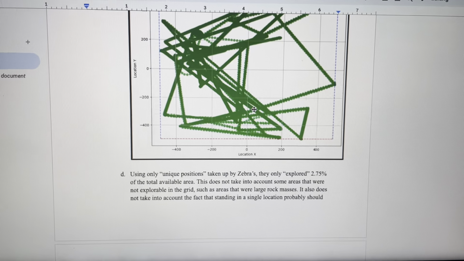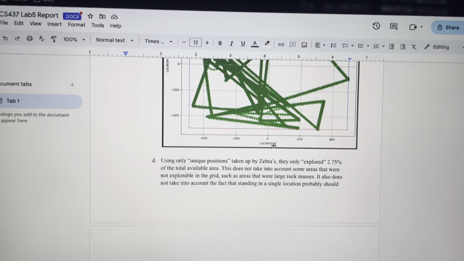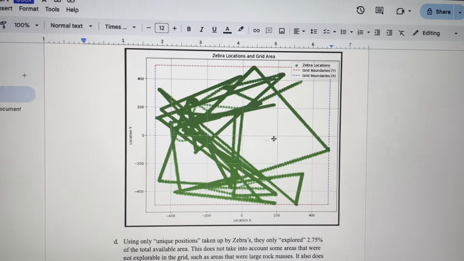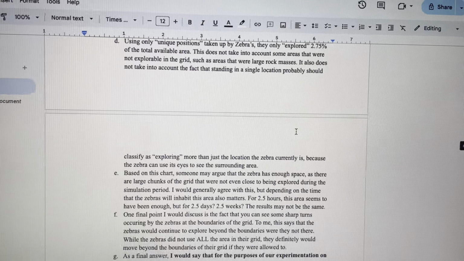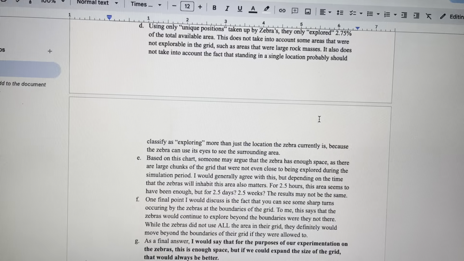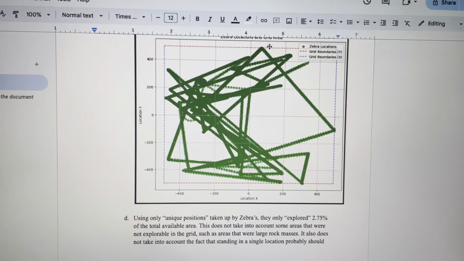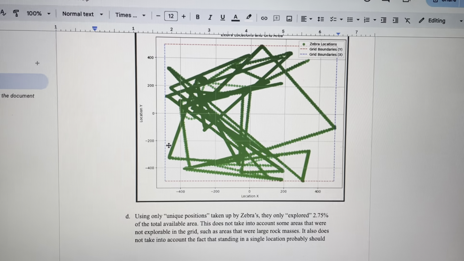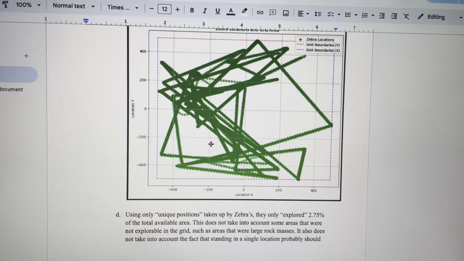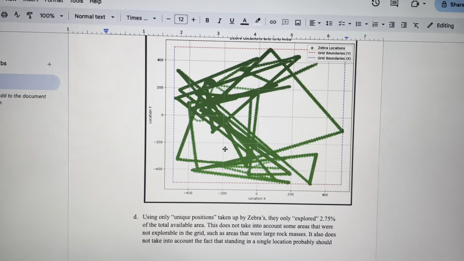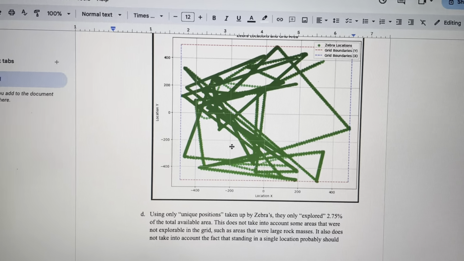So I would say that 2.75 is not actually accurate as far as what they explored, but there are still some areas that they didn't explore. The only other point that I would discuss is that there appear to be some sharp turns occurring at the boundary, which to me says that the zebras would probably move further out if they could, but they're sort of inhibited by this boundary. Maybe they would want to continue running in a straight line, but they have to turn.